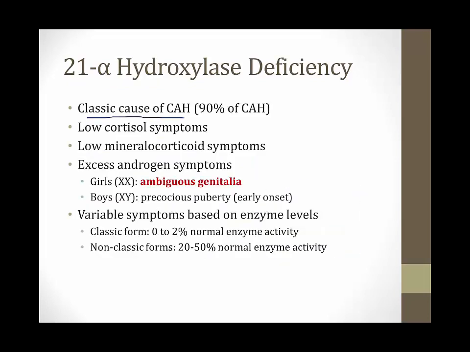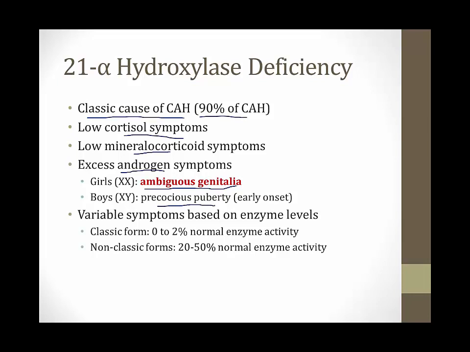This is the classic cause of congenital adrenal hyperplasia. It's responsible for 90% of cases. These babies can have low cortisol symptoms, low mineralocorticoid symptoms, and excess androgen symptoms. So remember, if it's a girl child with two X chromosomes, that can lead to ambiguous genitalia. If it's a boy, that can lead to early onset or precocious puberty.